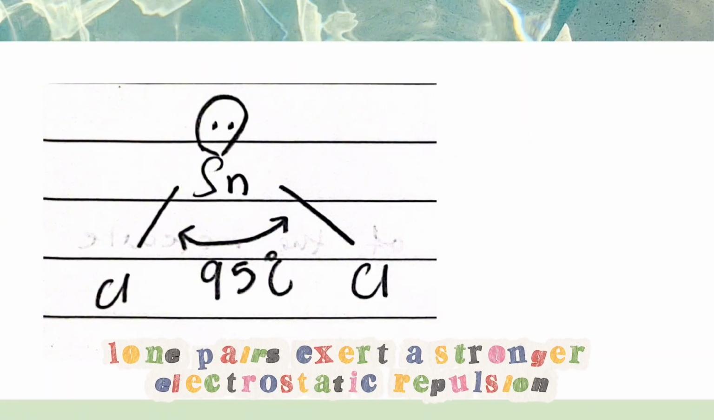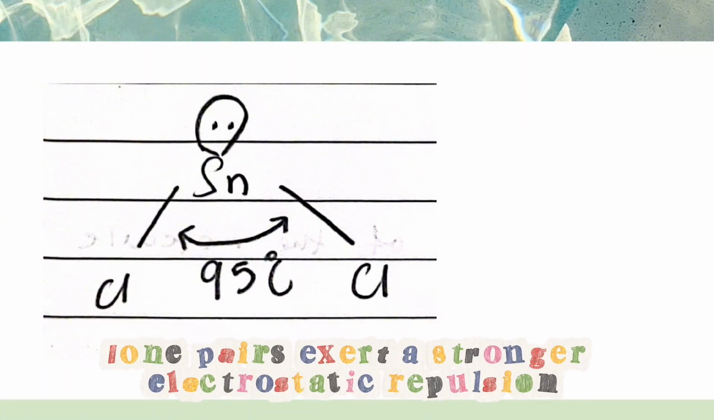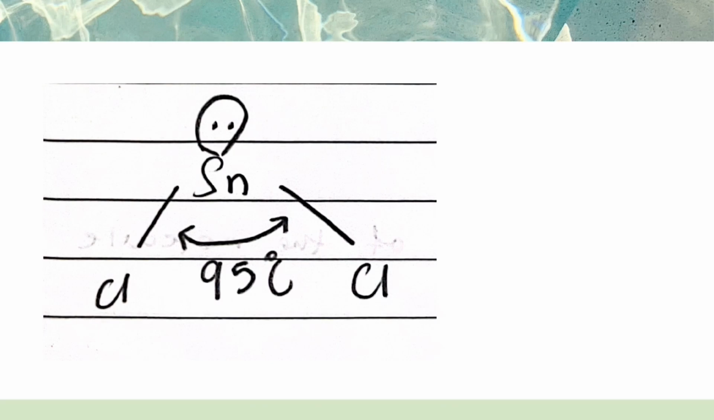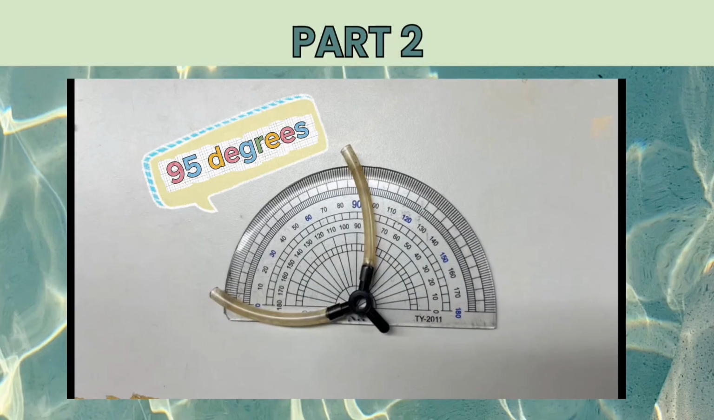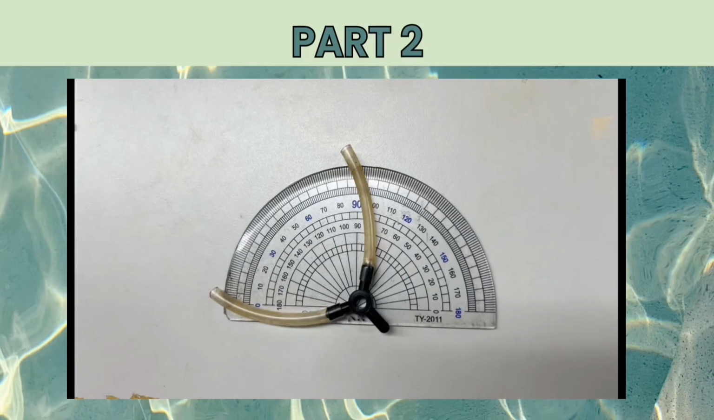Because a lone pair exerts a stronger electrostatic repulsion than bonding pairs, the remaining bonds are pushed slightly closer together. This gives the molecule a bent or V-shaped geometry and compresses the bond angle to less than 120 degrees, or specifically around 95 degrees. After recording this final shape, we dismantled the model.